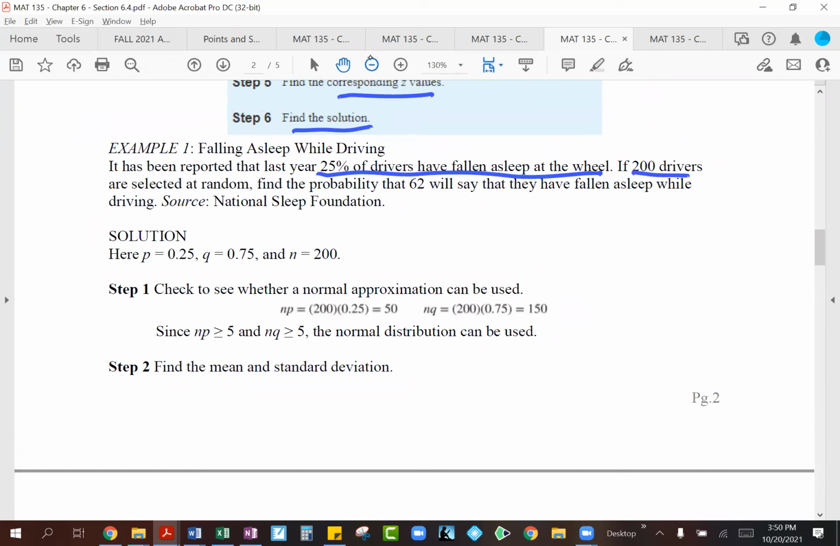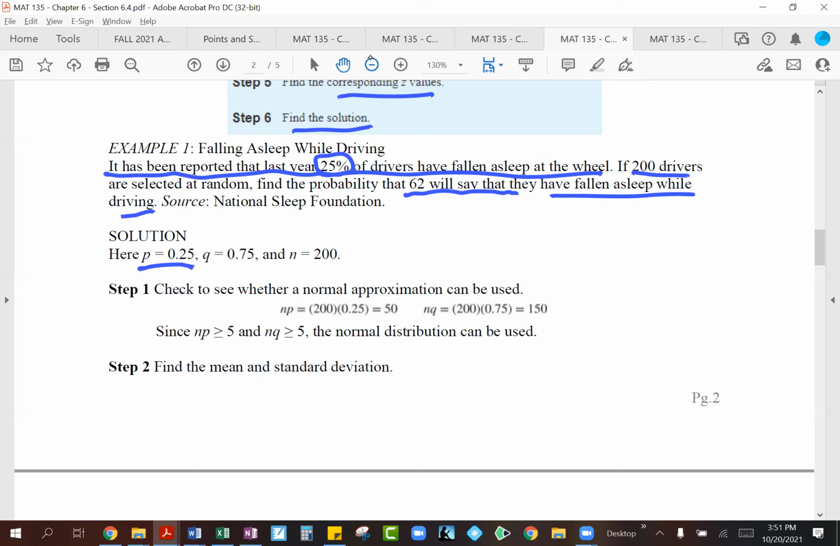If 200 drivers are selected at random, what's the probability that 62 will say that they have fallen asleep while driving? So in the report, you have 25% who fell asleep at the wheel. So that's going to be our probability, right? Because that's coming from whatever report they did.